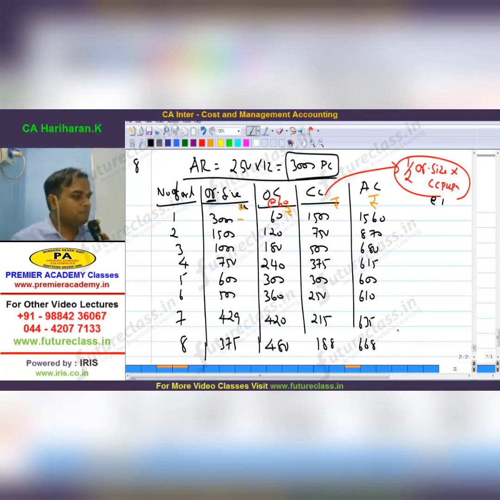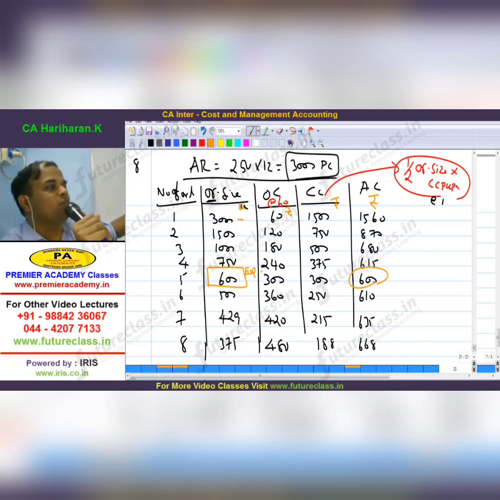Now, EOQ represents the point where the associated cost should be least. Which one, where are we getting the least cost? 600. Therefore, how much should the order size be? So EOQ should be the least cost, 600 quantity. Got it or not? Least of the cost. The size of the order for which both the ordering cost and the carrying cost are minimum is called EOQ. Comfortable or not? Verified. All of you happy?